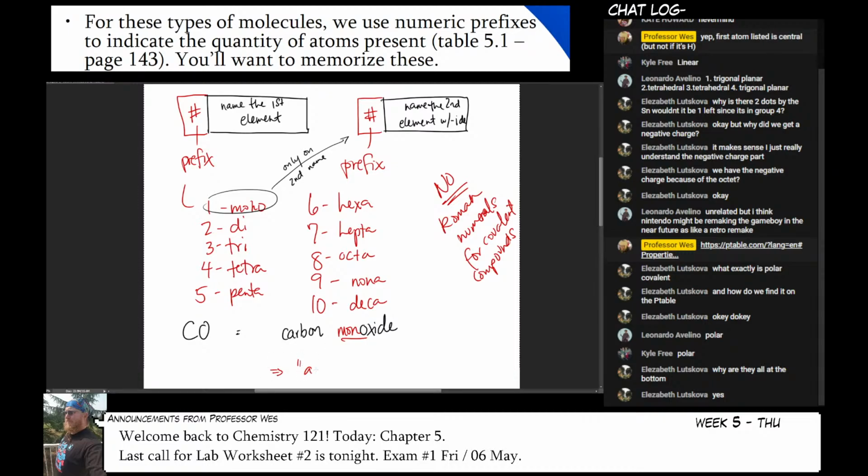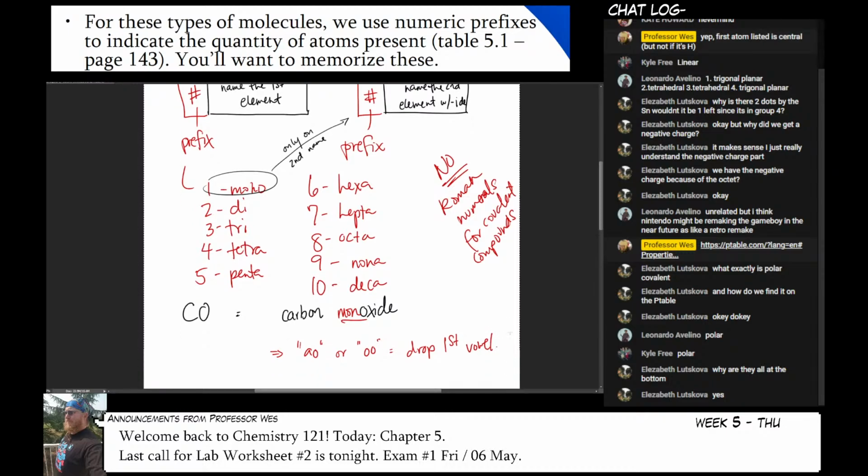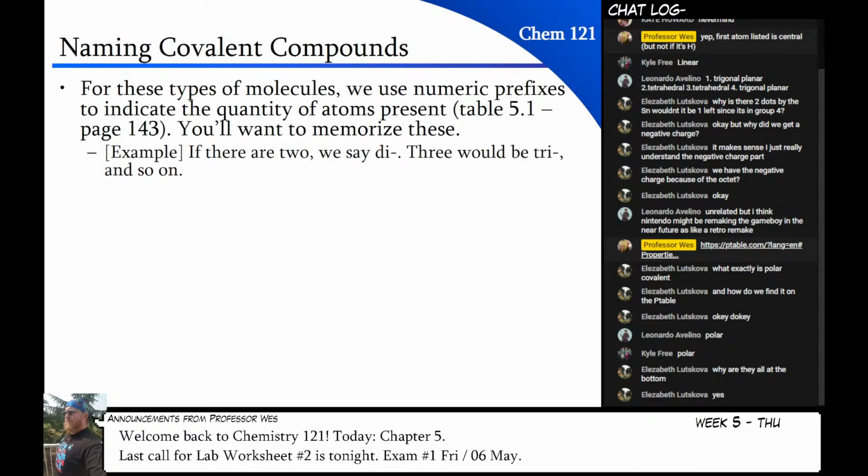If you ever get this, we're going to drop the first vowel. So instead of saying pentaoxide, we would say pentoxide. And those are the exceptions. You will see those as you get used to them. But we do have to be careful. And I apologize, I wish we had more time to spend on this, but I do want to at least talk about it so that you can watch the video a few more times while doing the practice problems.